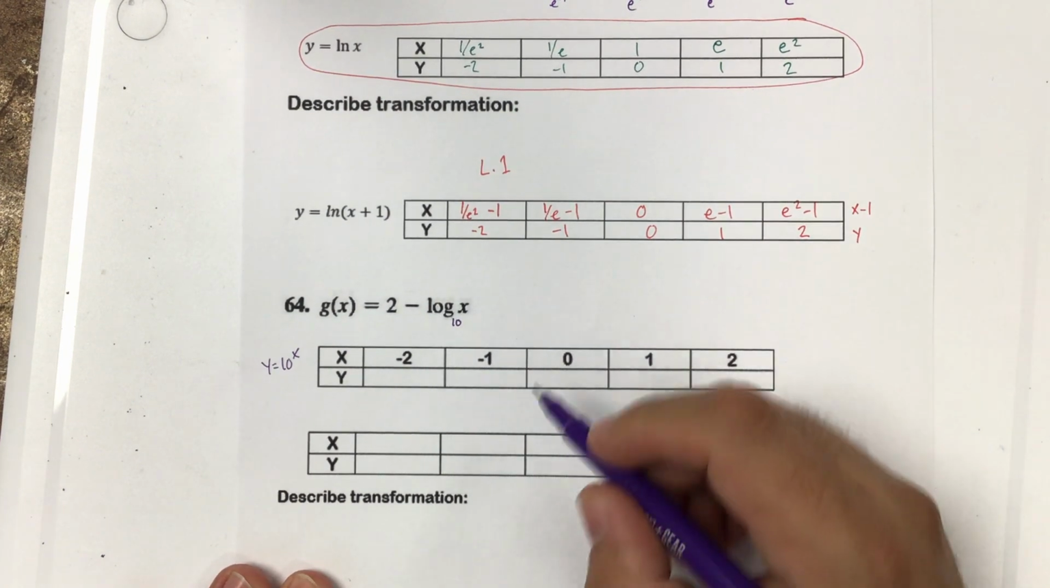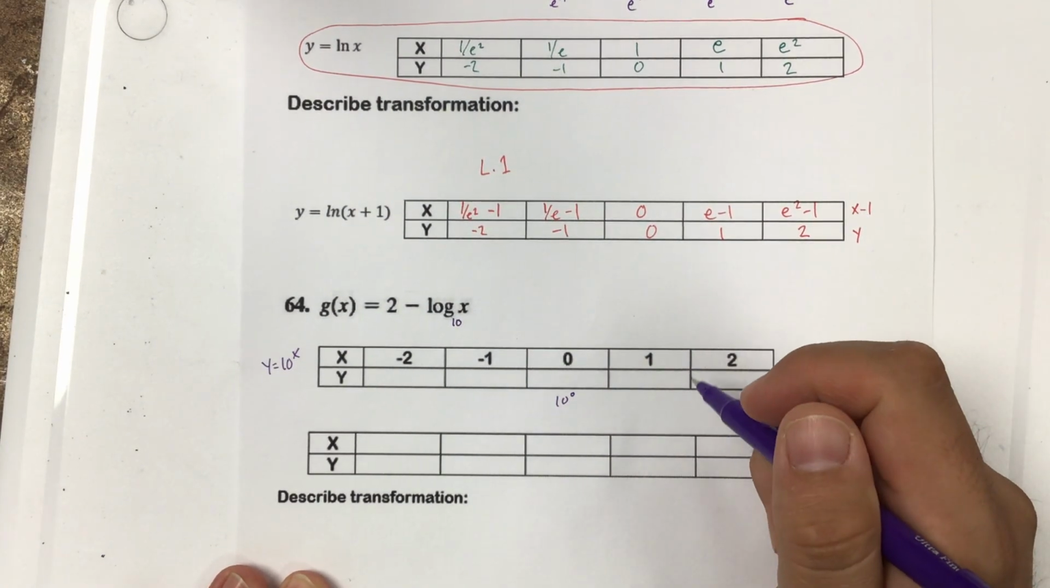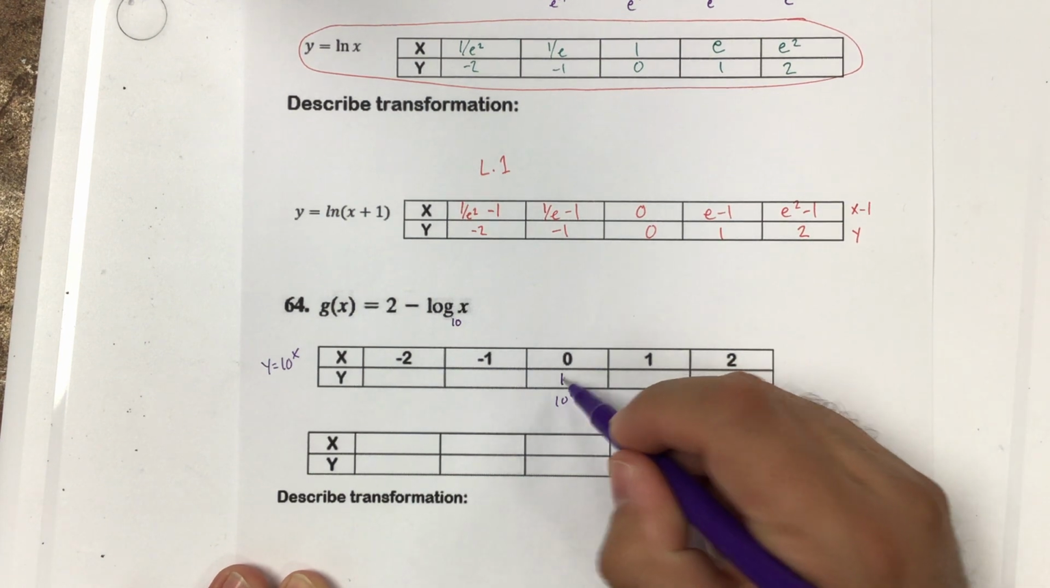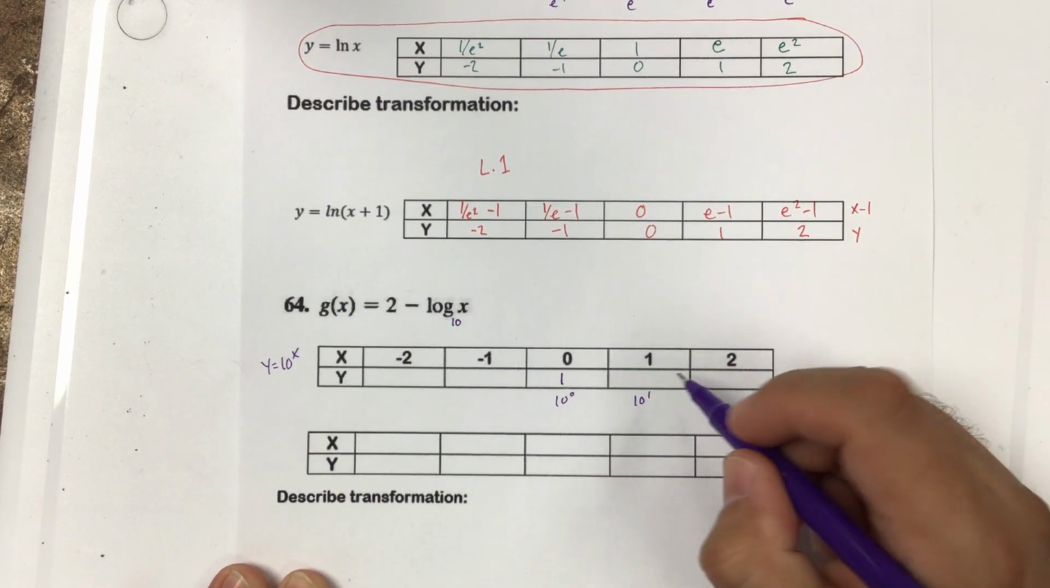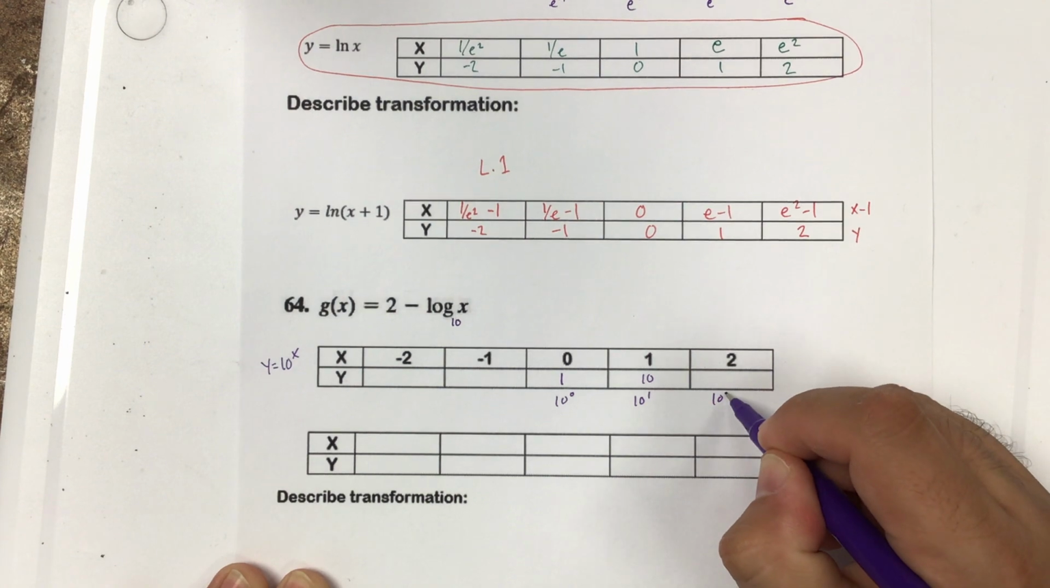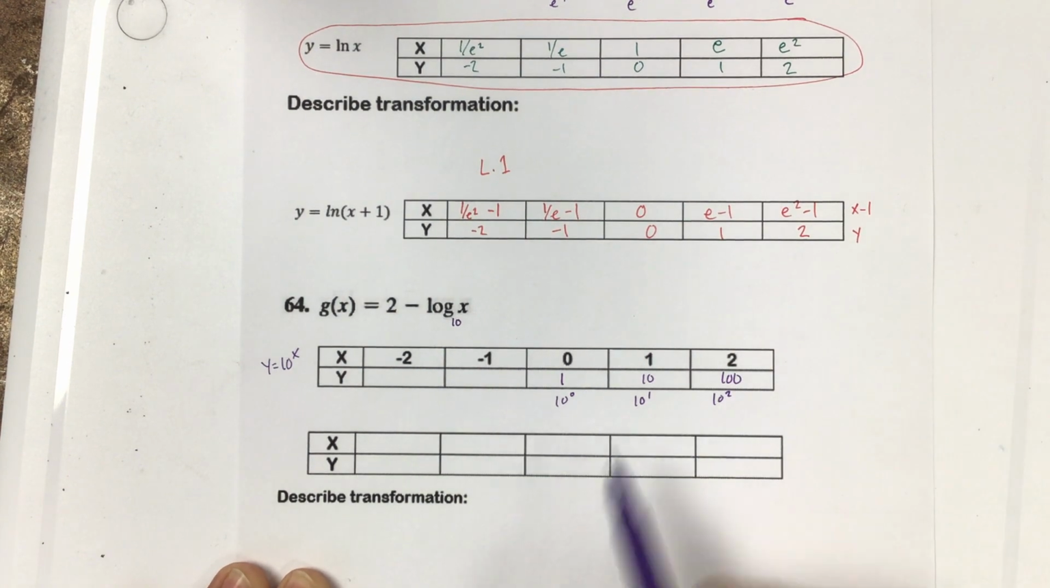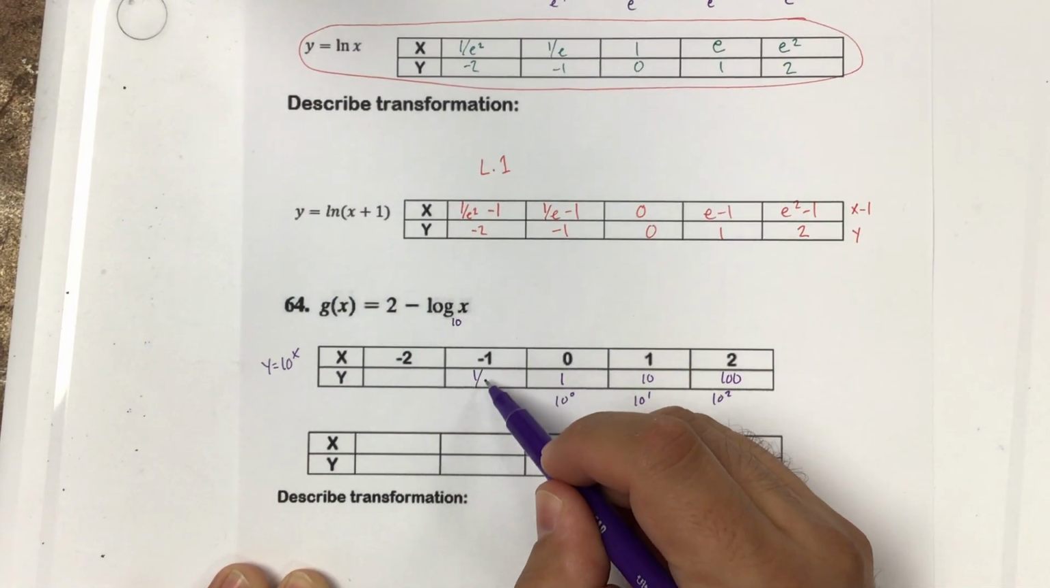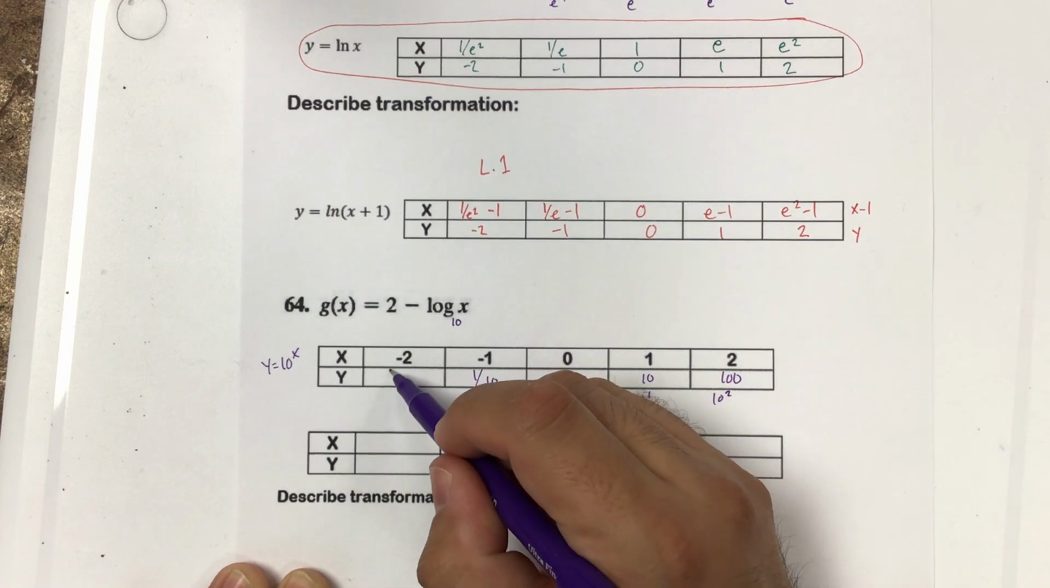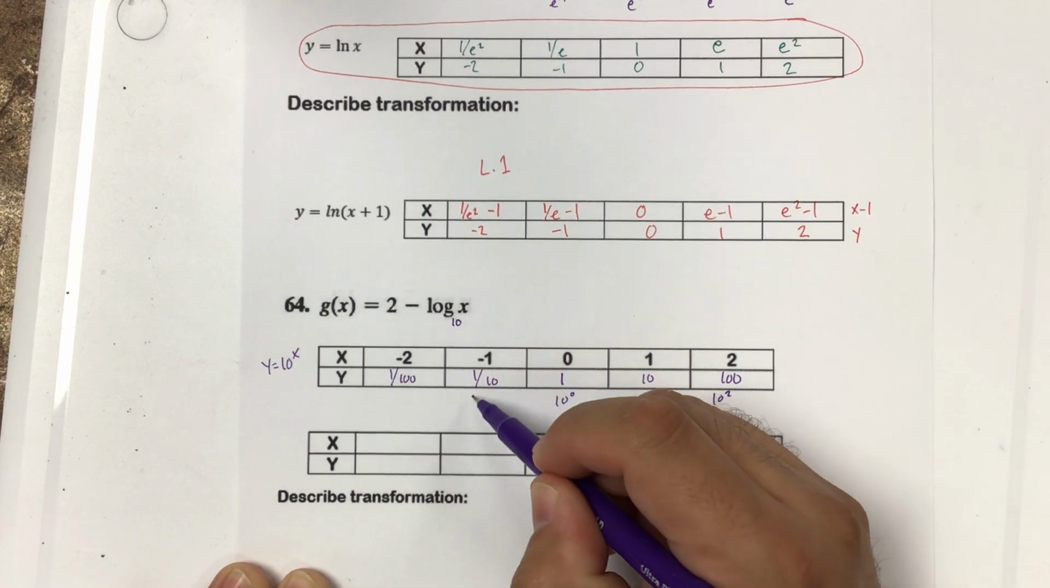So let's start with it. What's 10 to the 0 power? 1. What's 10 to the first power? What's 10 squared? 100. All right, over here, we flip them over. This becomes 1 over 10, and this one is 1 over 100.